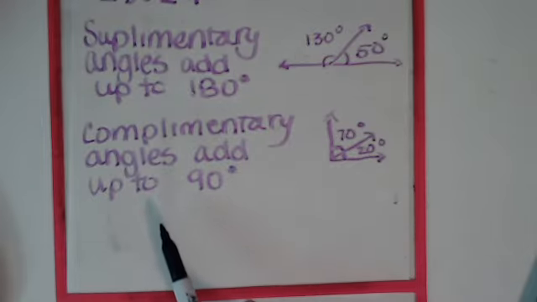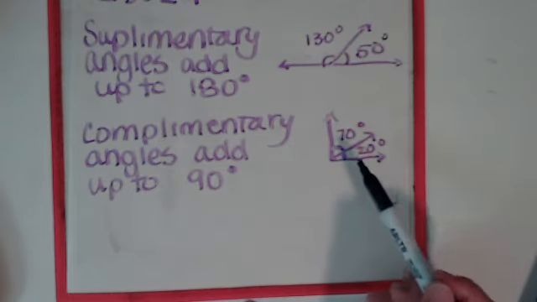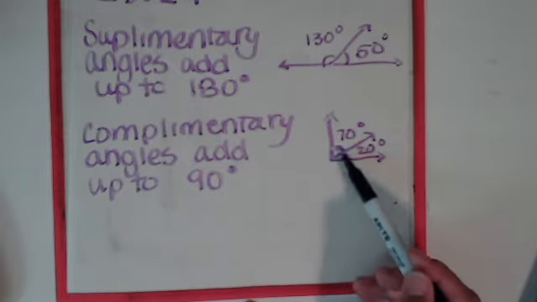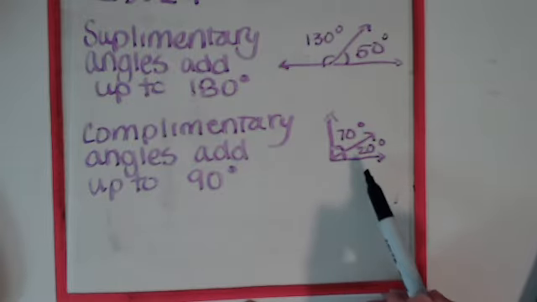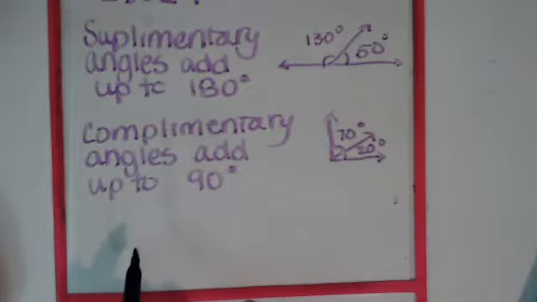Complementary angles are when you have a 90 degree or a right angle that is segmented by a ray or a line, and all angles must add up to 90 degrees because it's a right angle. So if you have complementary angles, together they must equal 90 degrees.